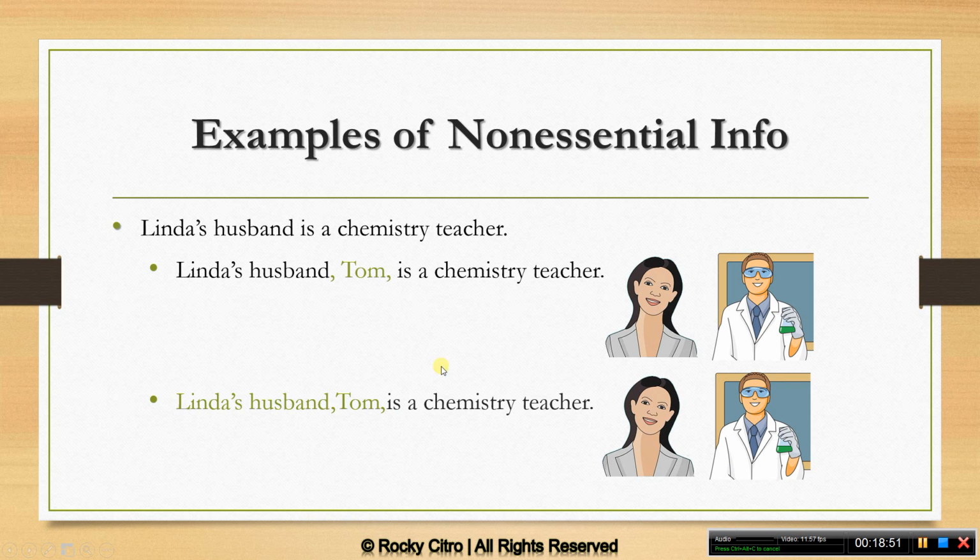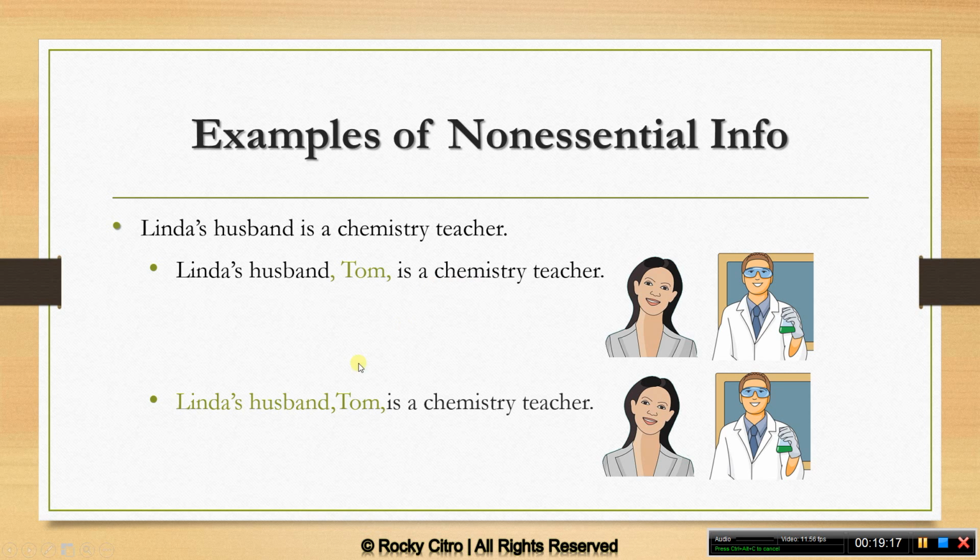Okay, I know I'm moving past these topics pretty fast, but you can always pause and go back. This issue comes up frequently with family members. So you might say Linda's brother Tom. And in that case, if Linda just has one brother, we would use commas. Linda's brother, Tom, is a chemistry teacher, just like in this first example.